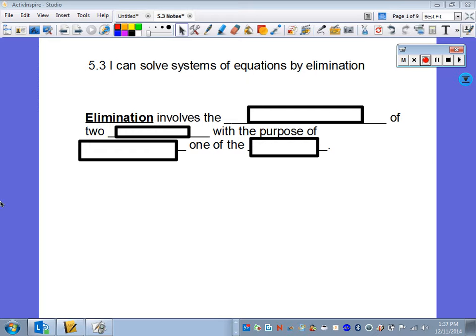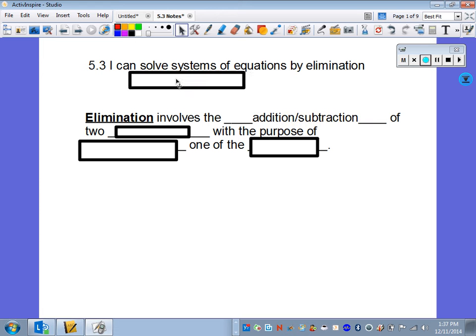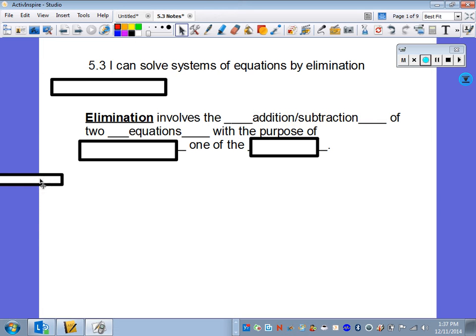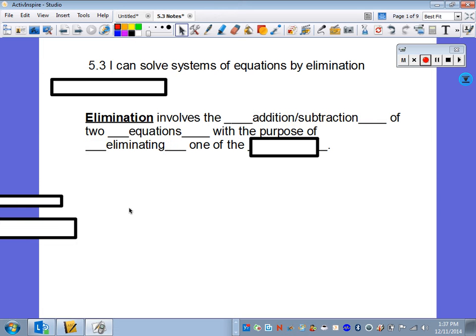What you're looking at here is a definition. Elimination involves the addition or subtraction of two equations with the purpose of eliminating one of the variables. I don't usually do subtraction, but you're adding two equations together because one of the variables is going to fall out. If they don't automatically do it, then you do whatever you need to do to fix it. Again, this should be review because you did cover this in Algebra 1. So let's go on.